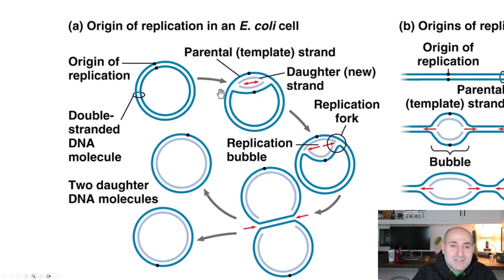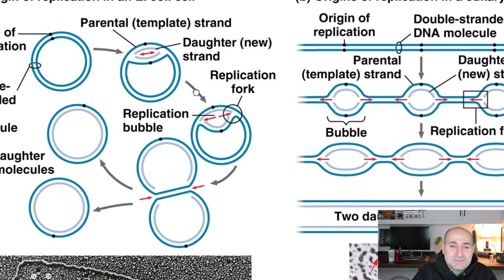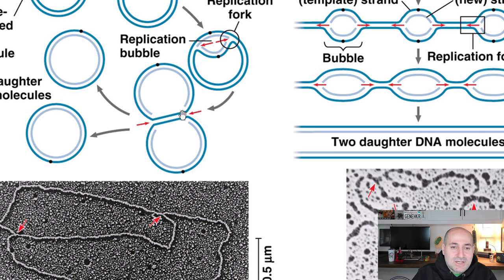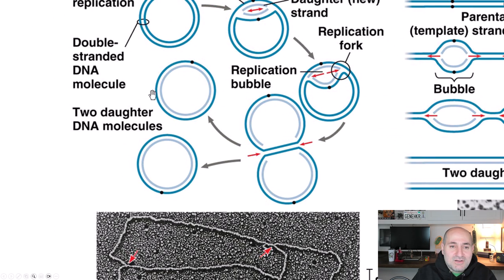So again, in prokaryotes, you have double-stranded DNA in a closed circle, a circularized double-stranded DNA. At this one particular site, the origin of replication, the DNA is separated or unzipped, and DNA replication proceeds in both directions from that origin of replication. And this is known as a replication fork. So there are two replication forks which proceed in opposite directions from the origin of replication. They copy, copy, copy until you get to the termination site, which would be somewhere around here. And there you go. You have your two copies of that circularized DNA.